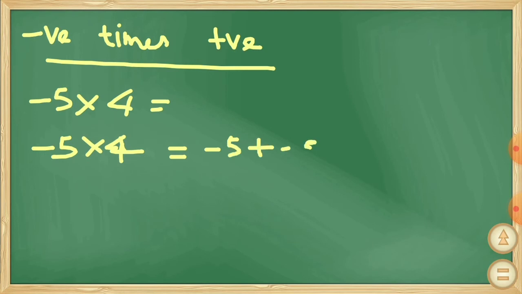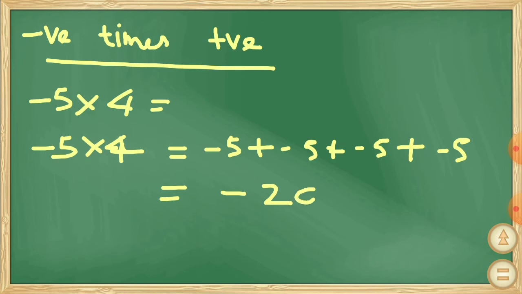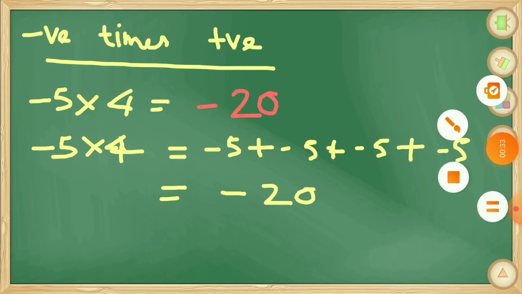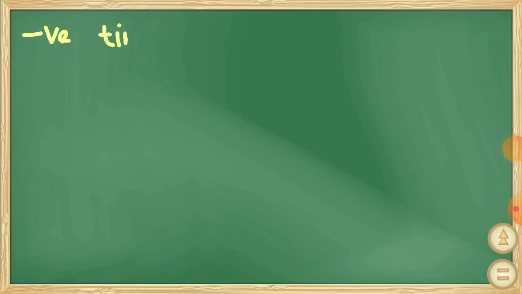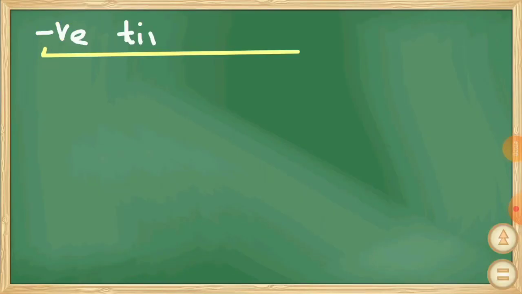So minus 5 into 4 means we are adding minus 5 four times. So minus 5 plus minus 5 plus minus 5 plus minus 5 becomes minus 20. That means minus 5 into 4 becomes minus 20. Okay, what would be the result if we have negative times negative?